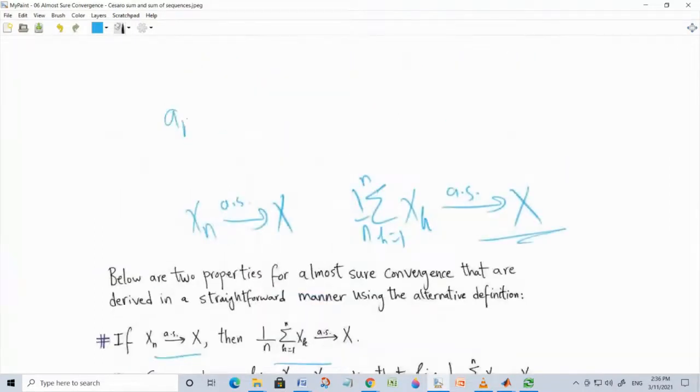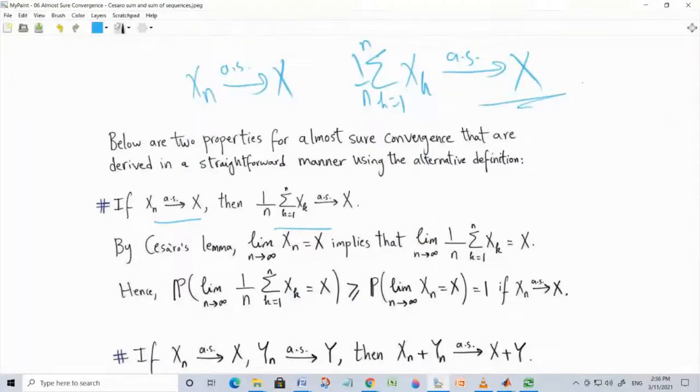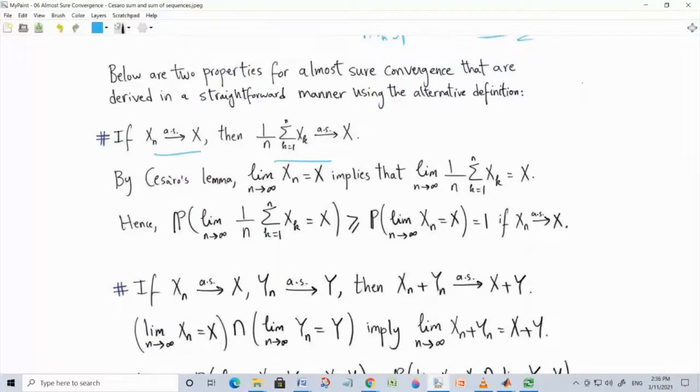So in the tutorial session, for a deterministic sequence, if a_n converges to a, then 1 over n summation k from 1 to n of a_k will converge to it, right? The story here is the same. What you can do is forget that those guys are random variables. The Cesaro lemma tells you, if you think of those guys as deterministic, then if this is true, this is true. What is the proof? The proof is what we studied in the tutorial session.